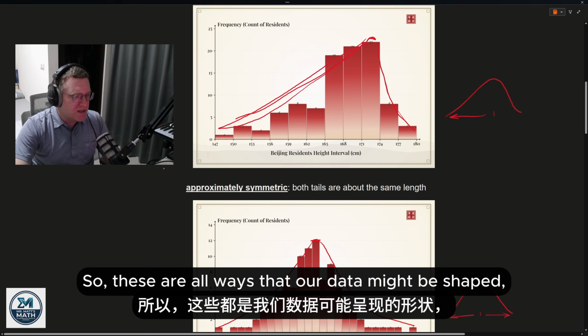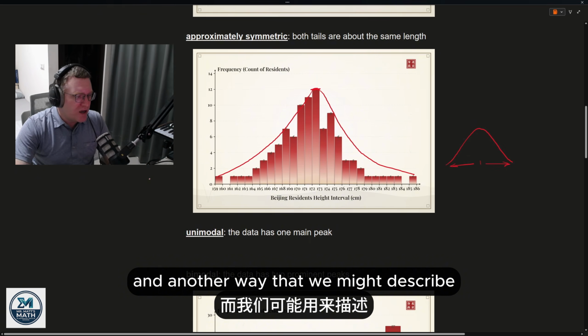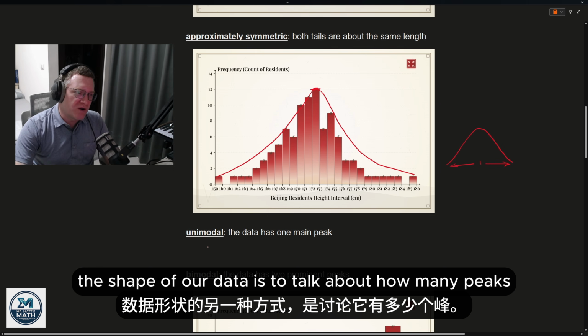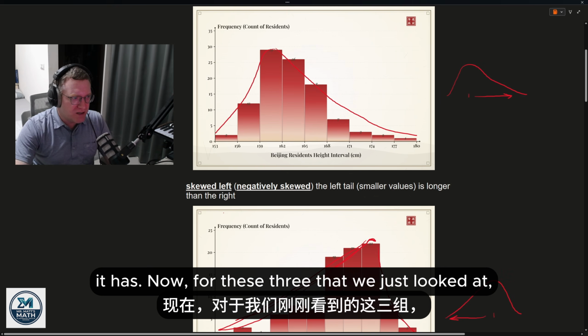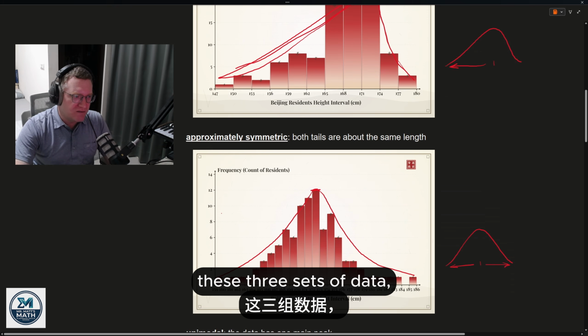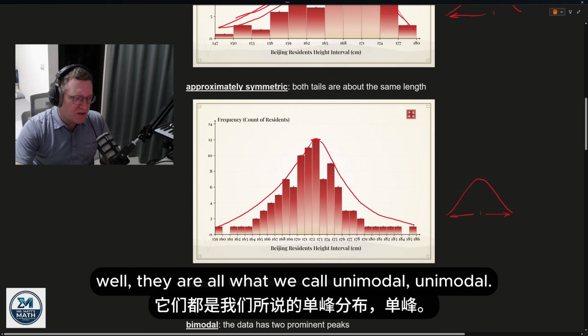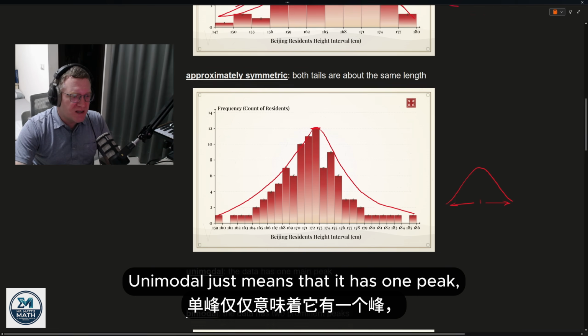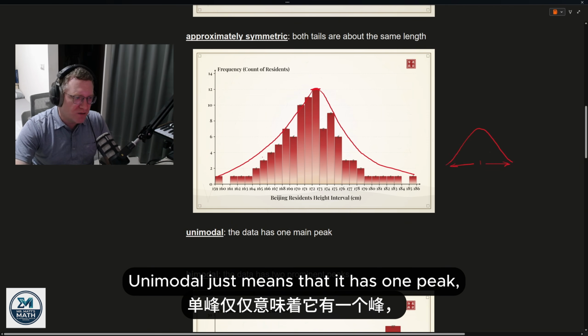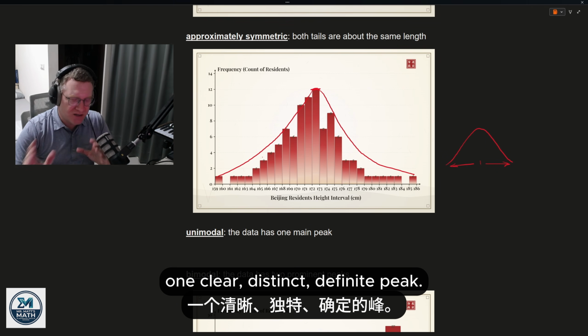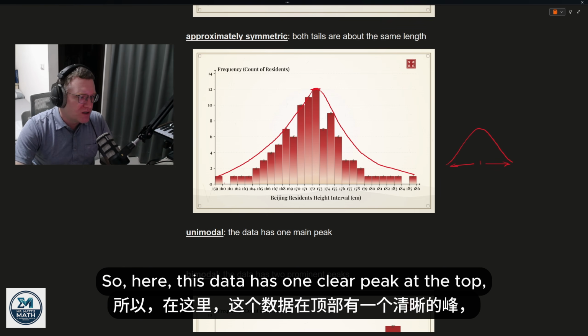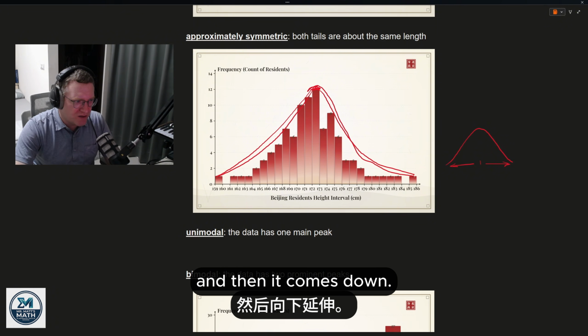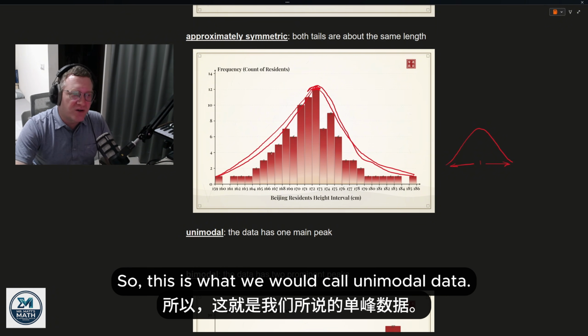All right, next. So these are all ways that our data might be shaped. Another way that we might describe the shape of our data is to talk about how many peaks it has. Now, for these three sets of data that we just looked at, they are all what we call unimodal. Unimodal just means that it has one clear, distinct, definite peak. So here, this data has one clear peak at the top, and then it comes down. So this is what we would call unimodal data.